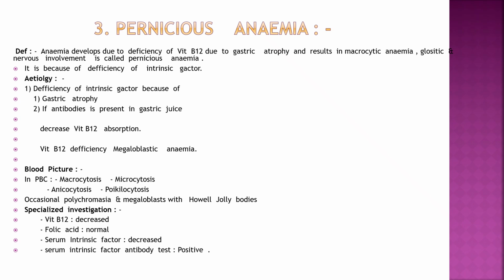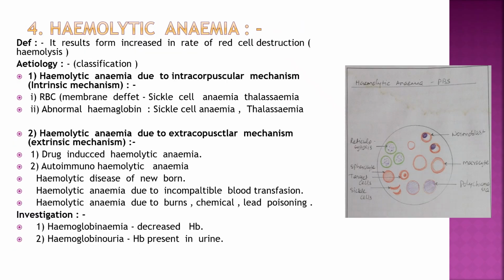In the blood picture it is similar to megaloblastic anemia, that is macrocytosis and anisocytosis. In serum, vitamin B12 is decreased, but folic acid may be normal. When you do serum intrinsic factor, it is decreased, or the serum intrinsic factor antibody test is positive.